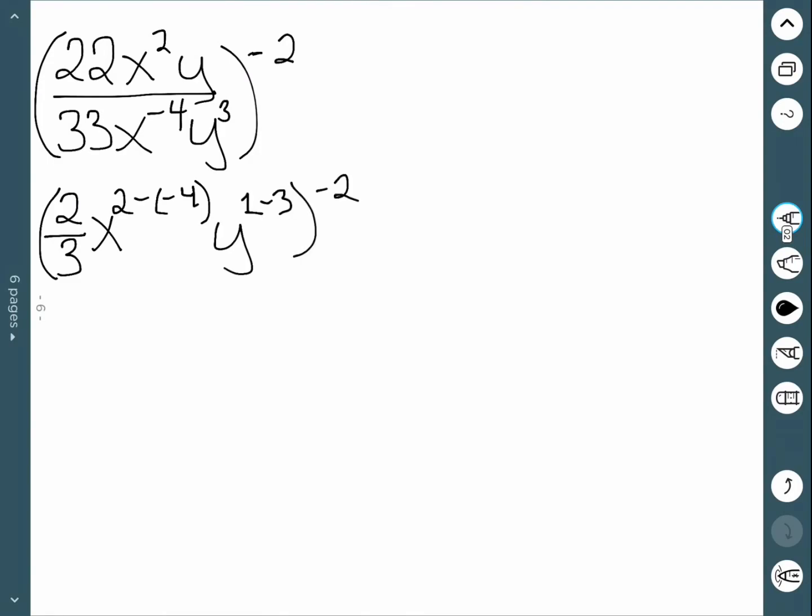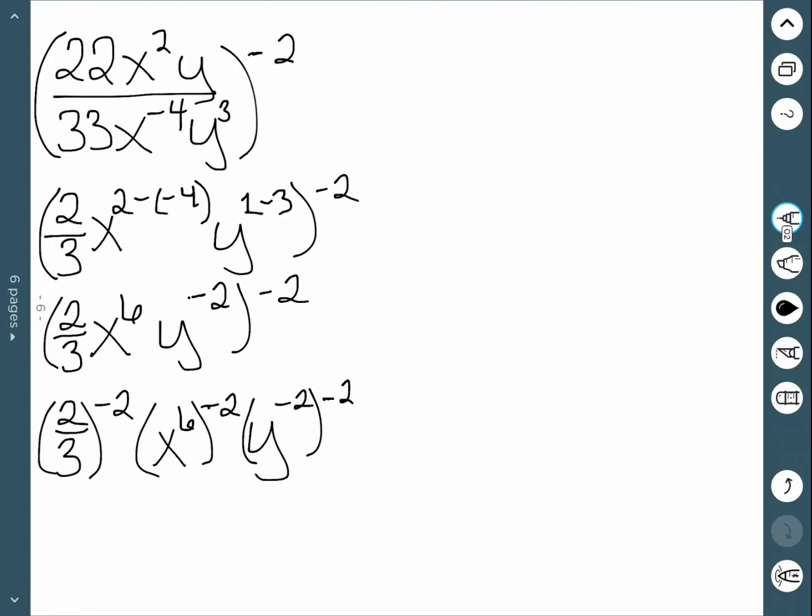Now that we've done that, we can kind of simplify these exponents. We know that 2 minus negative 4 is the same thing as 2 plus 4, which is 6. We also know that 1 minus 3 is negative 2. And now that we've simplified inside of the parentheses, we can start to deal with this negative 2 on the outside. The rule is to raise everything inside of the parentheses to that power.